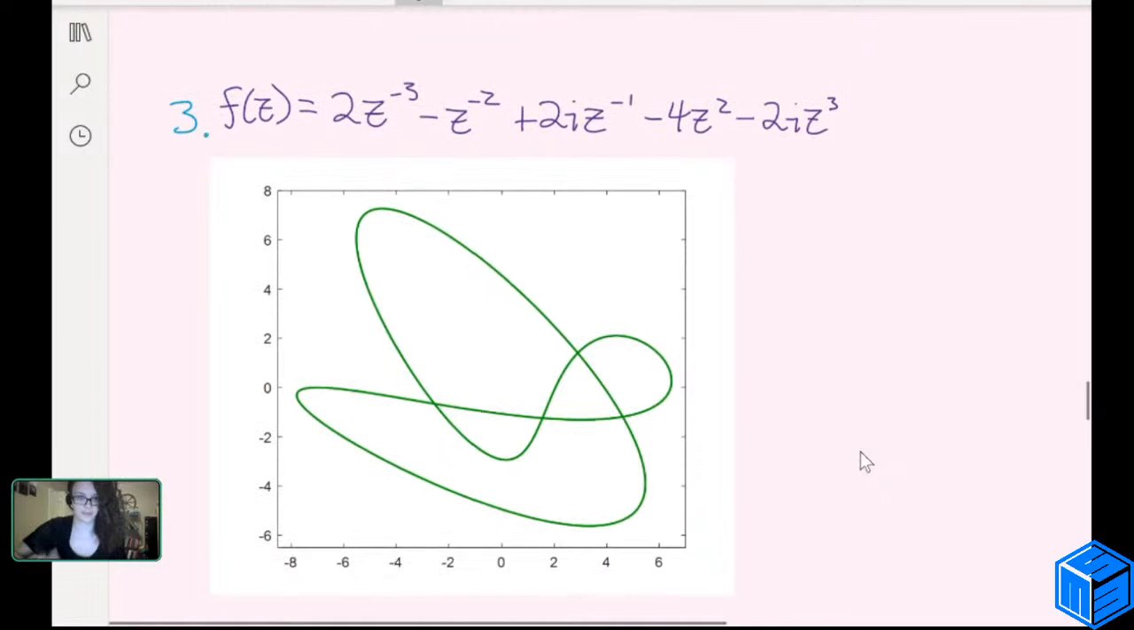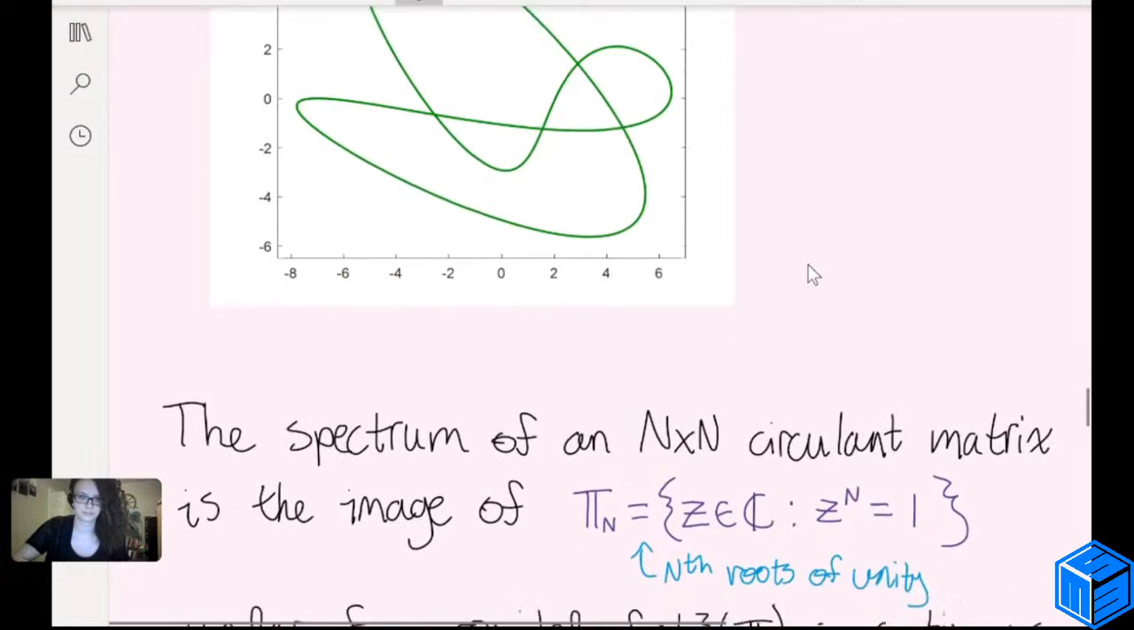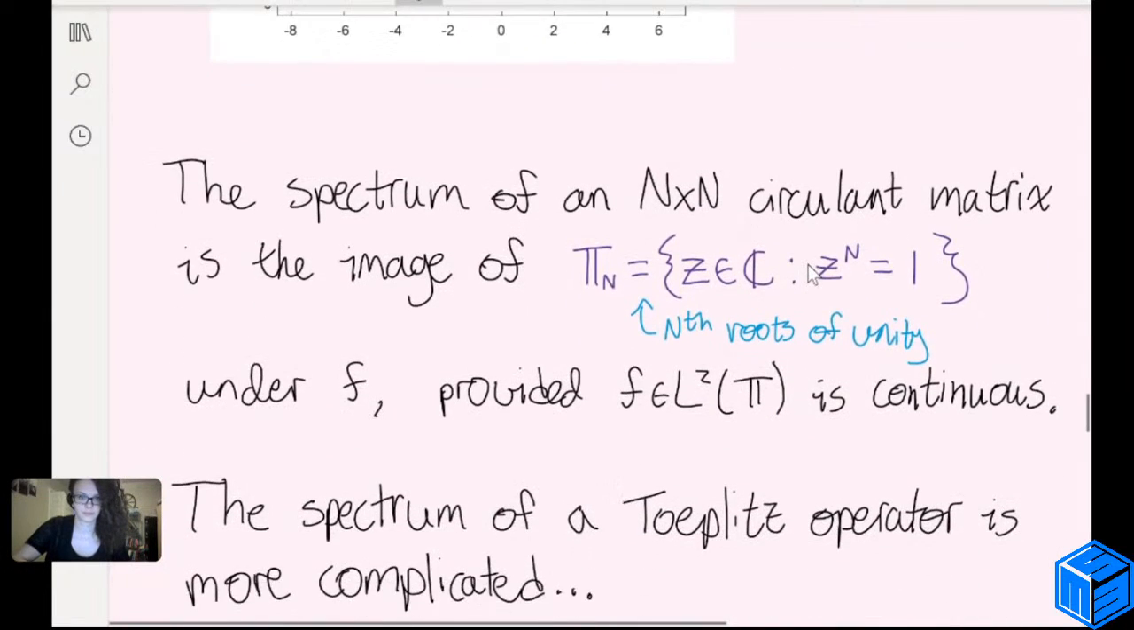And here's a third example. So we've got this swoopy doopy thing going on here. And this is actually a really nice symbol curve. And we will come back to this because it's a good example.